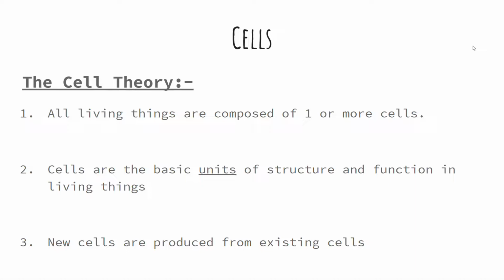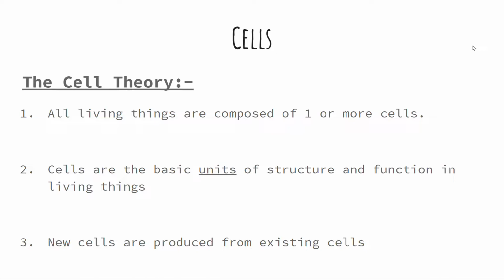Some living things like bacteria, amoeba are composed of only one cell and are known as unicellular organisms. Whereas other organisms like human bodies, plants, and animals are made up of more than one cell and are known as multicellular organisms.